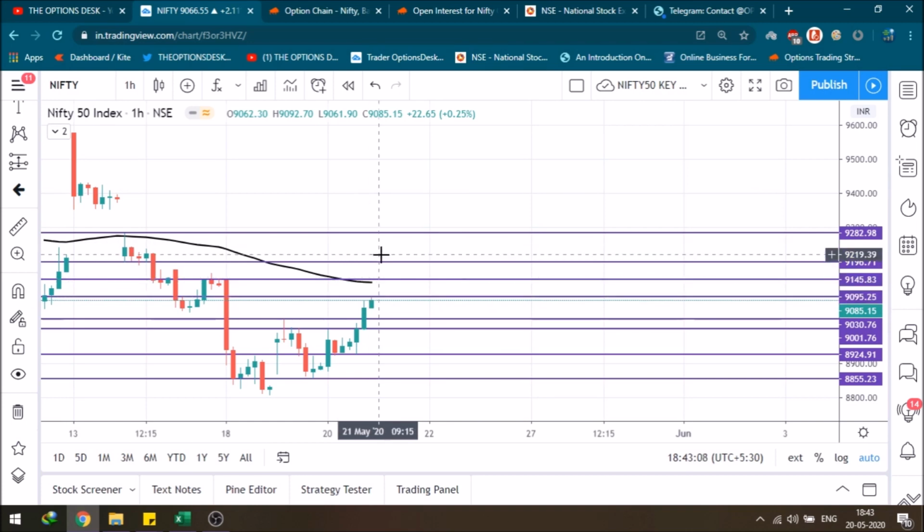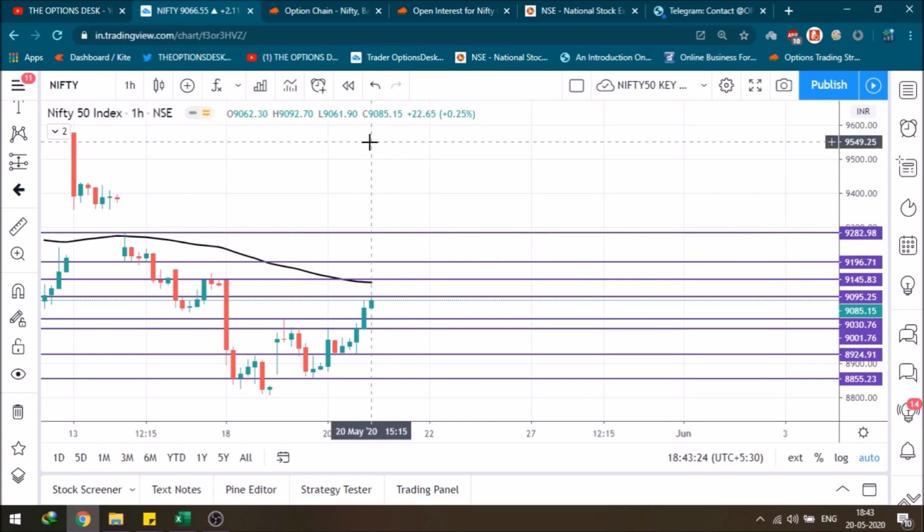On the other hand, the resistance is at 9195 or the 9200 level, and if this level is also broken, the Nifty 50 can head to one of the very major, strong resistances at the 9280 level, which I think should not come. So the Nifty 50 should stay in the 9200 to 9000 levels tomorrow.